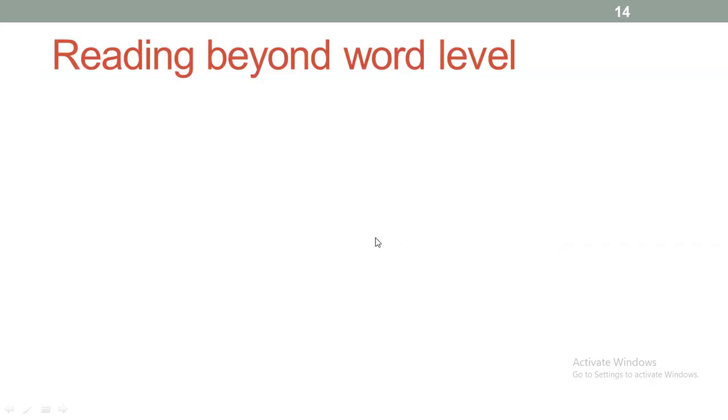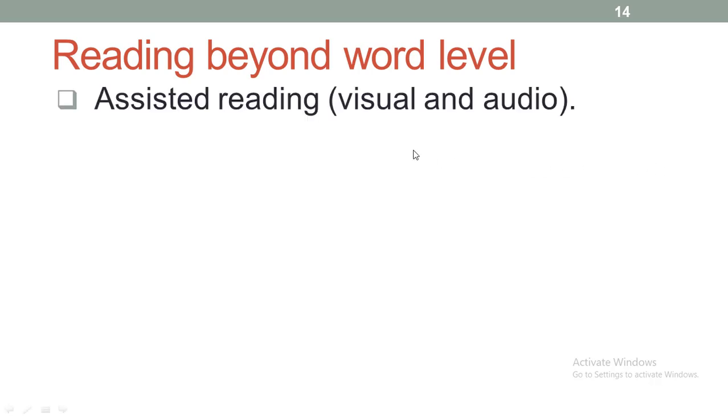So this is the way we teach high frequency words, reading beyond word level, and we also need to read beyond the word level. Students can learn words separately, but they need to read more than one word. They need to read more than one sentence, and they need to read a text, a paragraph, assisted reading, visual and audio.